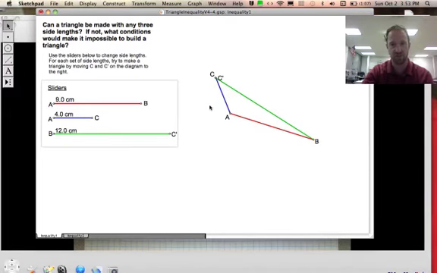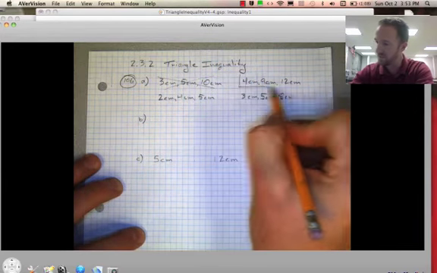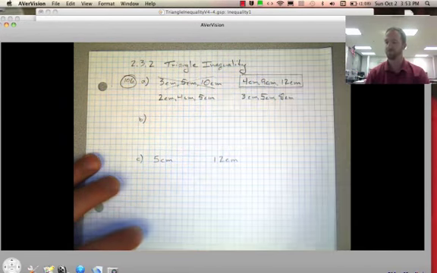And as you can see, we talked about the two smaller ones in that last example. The 4 and the 9 together are longer than this third side. So we were able to connect one side of this 12 centimeter segment to the other because the shorter two together were bigger than 12. So the 4, 9, and the 12 did work.